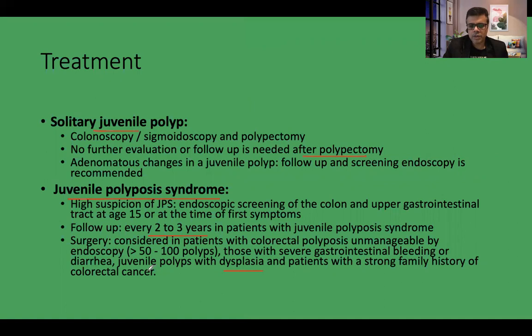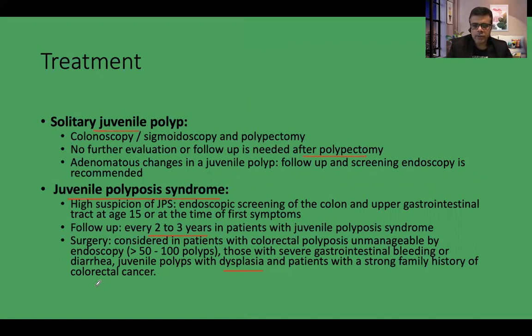colectomy can also be performed in patients at high risk of juvenile polyposis syndrome with familial colorectal cancer. If there is a familial syndrome, then even prophylactic colectomy may be performed. So that's in brief regarding the juvenile polyps.